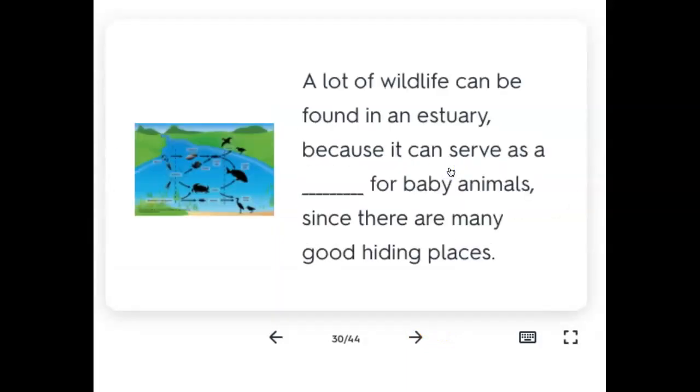A lot of wildlife can be found in an estuary because it can serve as a nursery for baby animals. So there's going to be lots of good hiding places and lots of areas, like those roots and mangrove forests, that can be good for protection.